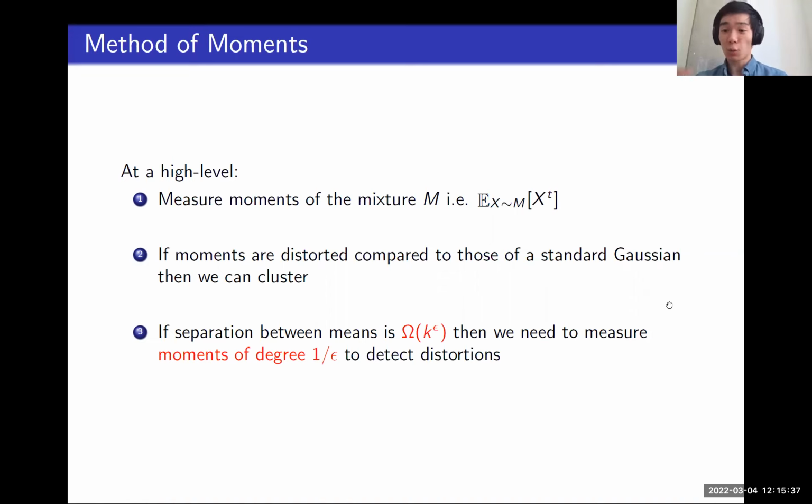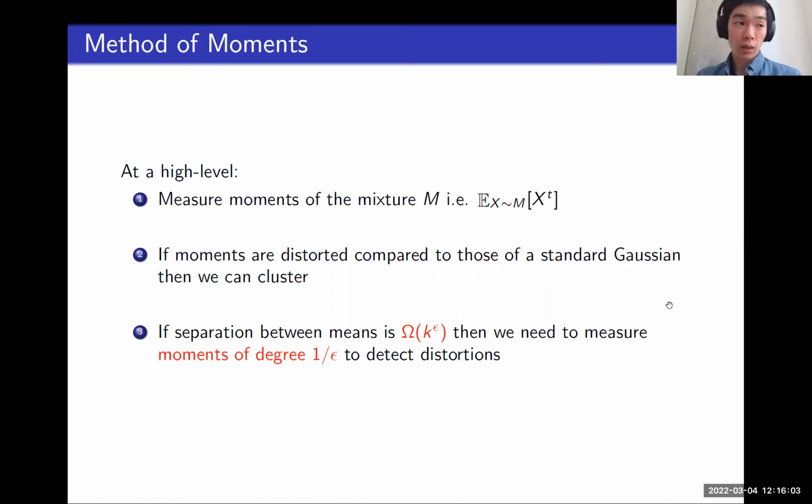But now if I take a 1/k fraction of my points from each of the components, then you have this phenomenon again where you really do need to go out to degree 1/epsilon to see anything. So this separation k to the epsilon needing moments of degree 1/epsilon is really the key barrier.